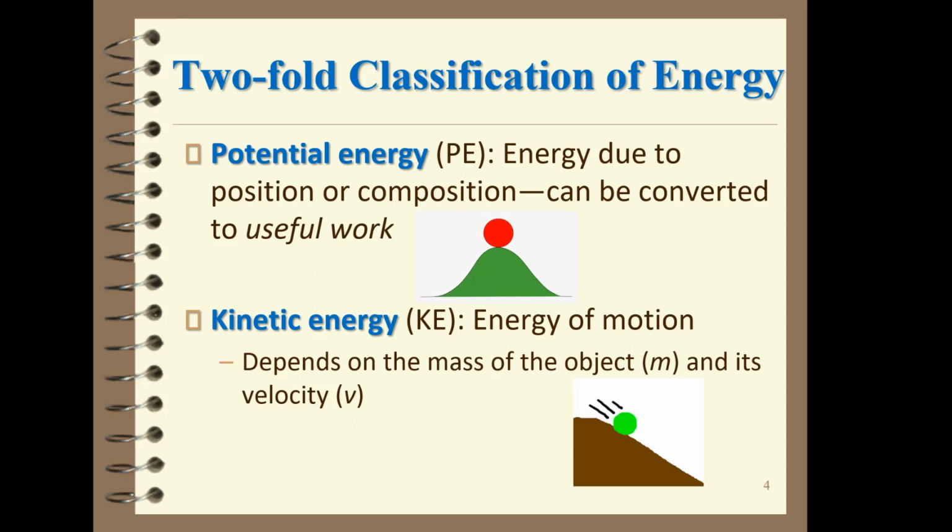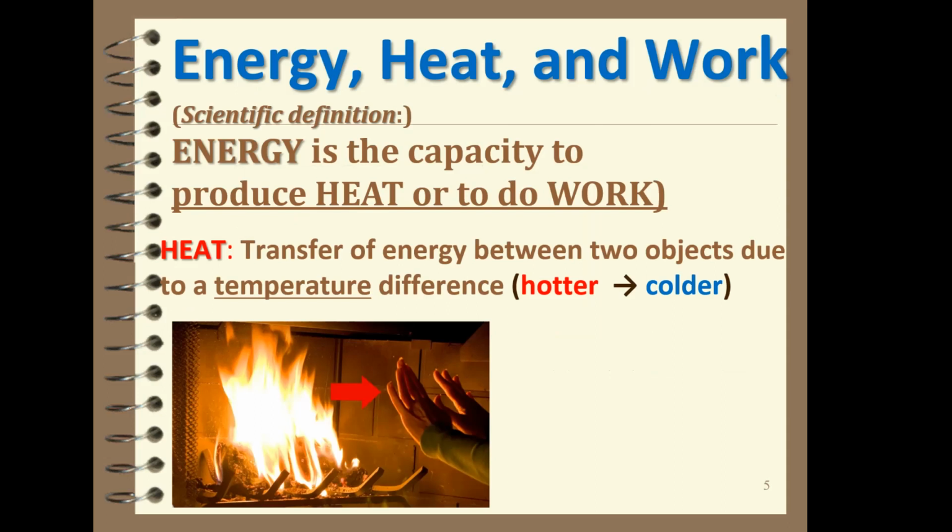It should make sense. Potential energy has the potential. So it has energy due to its position or its composition, and it can be converted to useful work. Kinetic energy is the energy of motion. You push the ball and it starts rolling down the hill. Okay, some definitions.